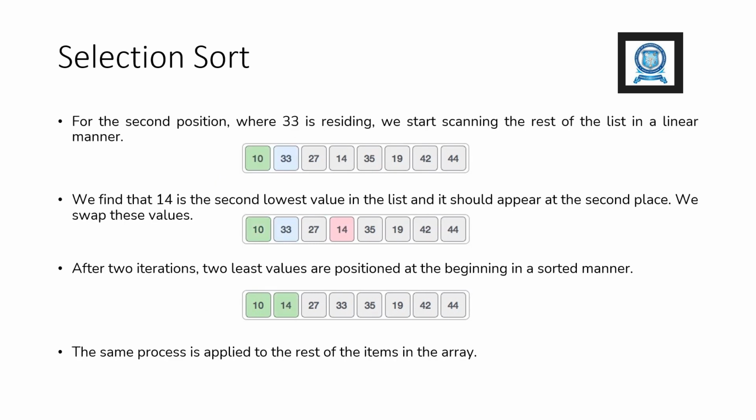For the second position, where 33 is residing, we start scanning the rest of the list in a linear manner. We find that 14 is the second lowest value in the list and it should appear at the second place. We swap these values. After two iterations, two least values are positioned at the beginning in a sorted manner. The same process is applied to the rest of the items in the array.